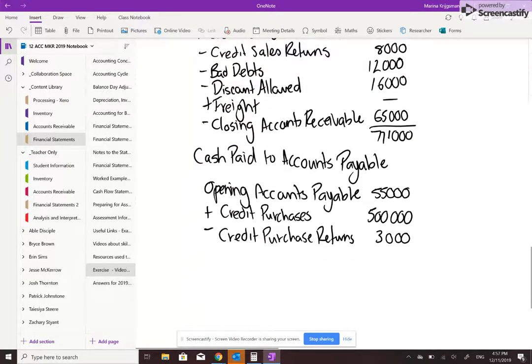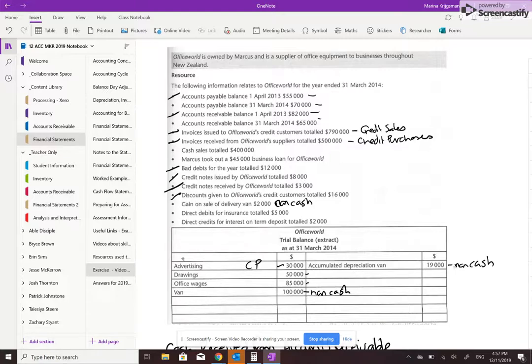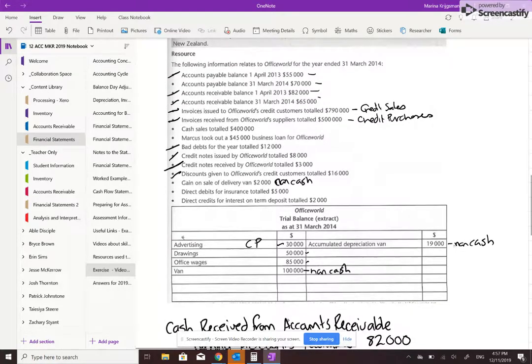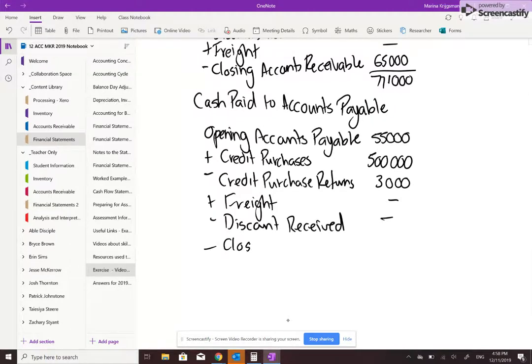Okay, we're going to add in any freight, but in this case we don't have any freight. And we're going to take away any discount received. So just check if we've got any discount received. No, we haven't got any discount received, but now we're going to take away our 70,000 for our closing accounts payable. And it's kind of handy to write those ones in even if you don't need them, because it just means that you remember it when you come to the exam.